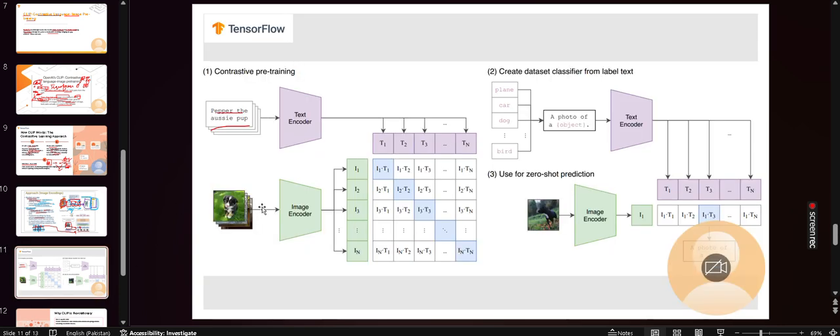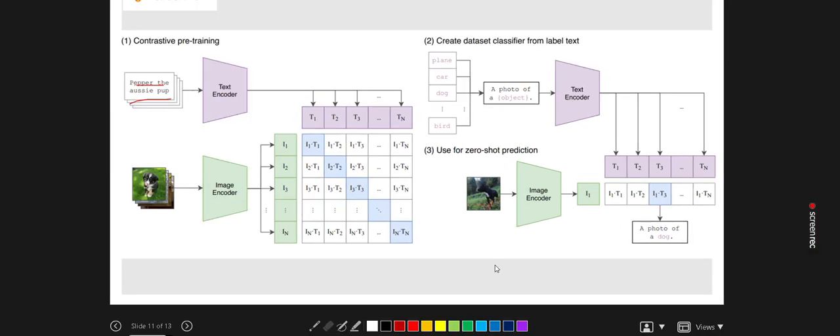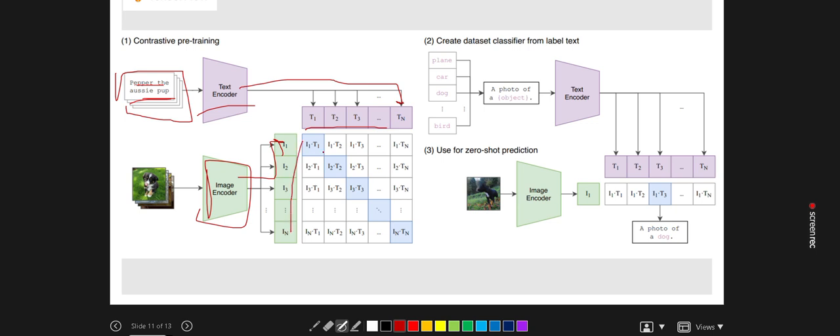After this, let's study what happens next. After the embeddings, this is the text encoder, and this is the image encoder that we studied already. For example, "Pepper the Aussie pup" and then the image of that dog. We pass it to the embeddings, the transformers, ViT. When we pass it, this is the output feature vector that we get, and from the text we get the same kind of feature vector.